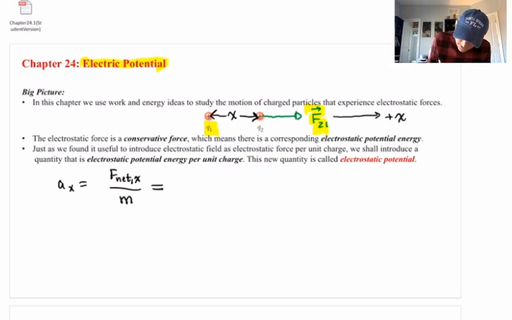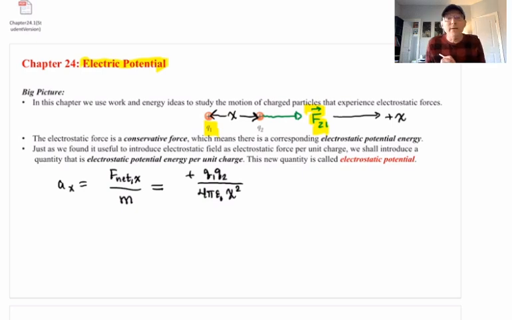And that would be plus Q1 times Q2 over 4 pi epsilon 0 x squared. Okay, right? That's Coulomb's law. And then I have to remember to divide by the m. And I mean the m of particle 2. And that would tell me the acceleration of the particle. That's the formula for it. It's Newton. The problem with it, though, is that the acceleration depends upon that x distance you see up there.